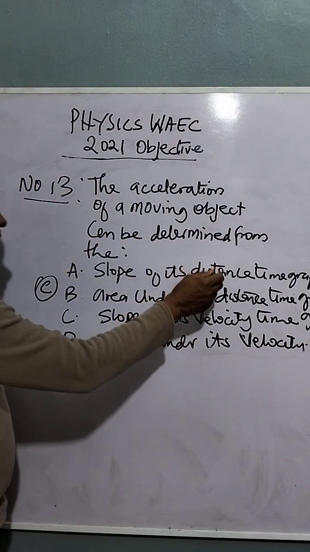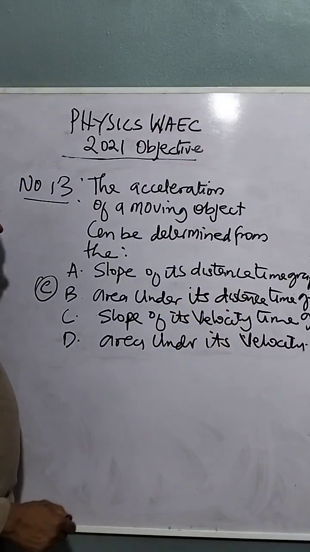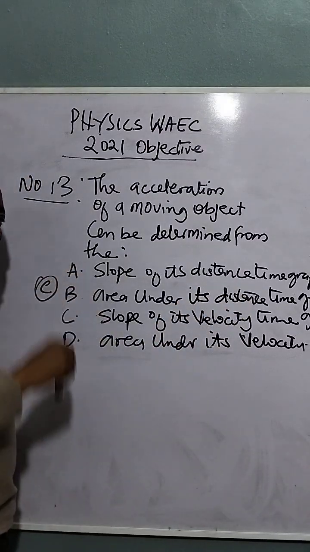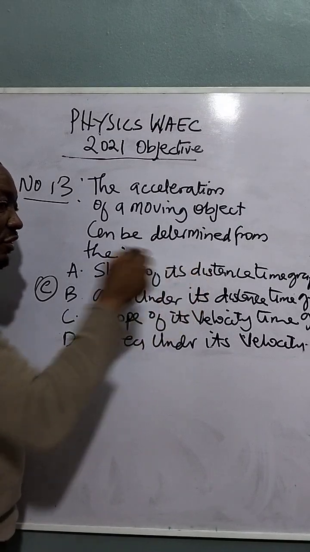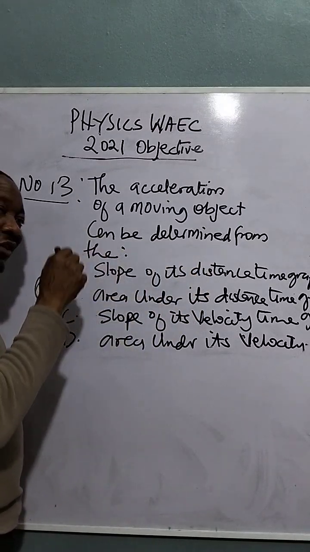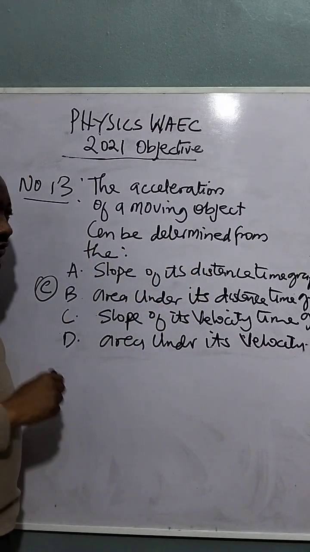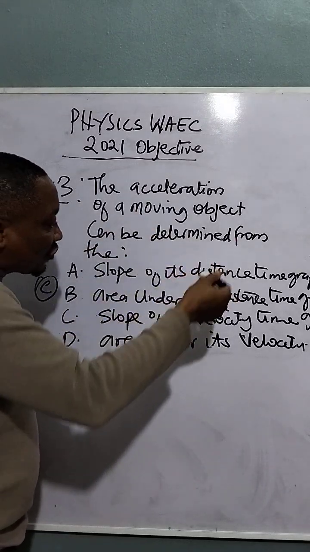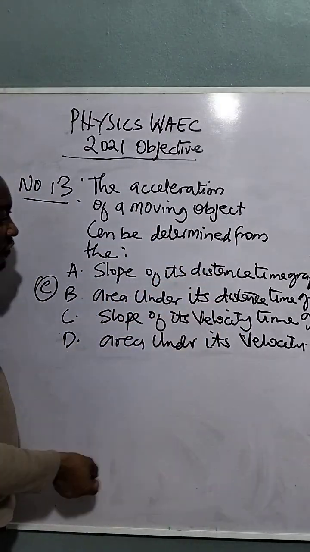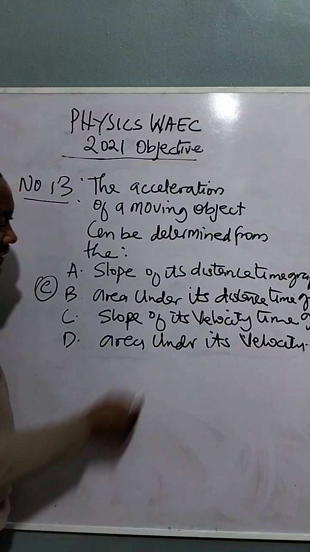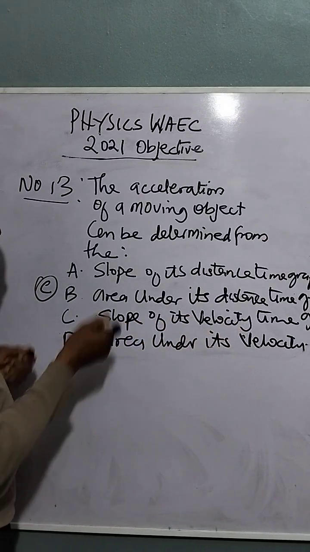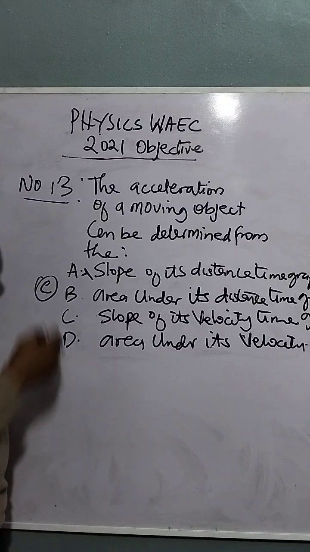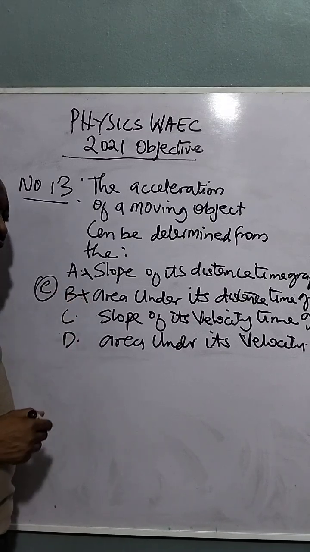First and foremost, this is distance. Distance has nothing to do with the definition of acceleration. Distance only has something to do with the definition of speed and velocity. So they are talking about the acceleration of a moving object. So this one, distance, is already condemned. Under the area, distance is already condemned.